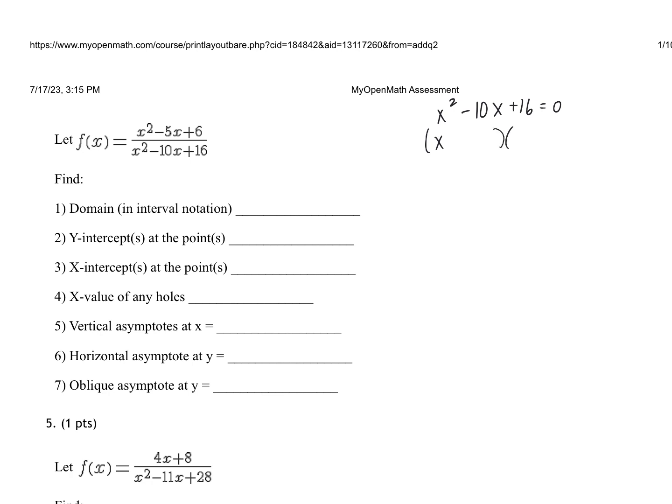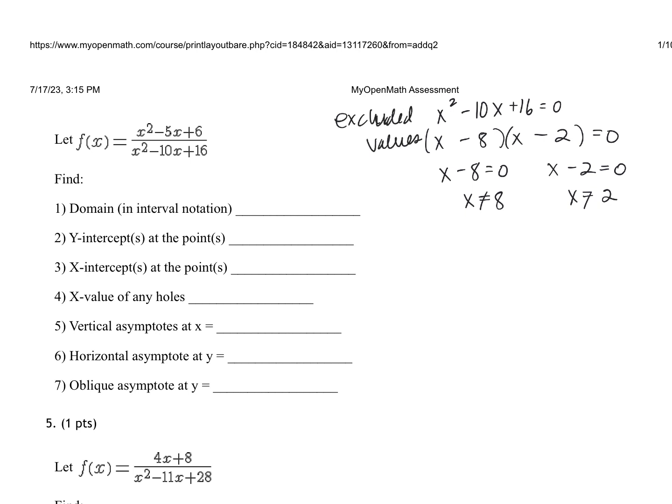So hopefully this factors. So multiplies to get 16 and adds to get -10. I believe -8 and -2 would work. So that means x minus 8 equals 0 or x minus 2 equals 0, which means we'll get x is 8 and x is 2. Now these values would be the values that give 0 on the bottom. We don't want that to happen. So these are the excluded values.